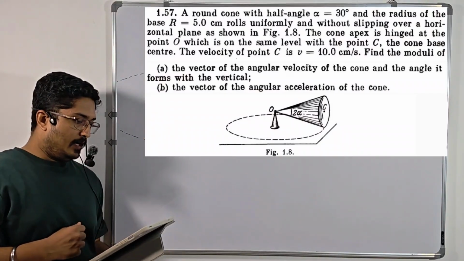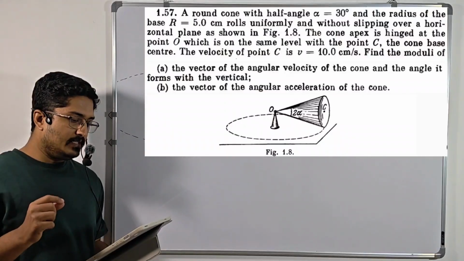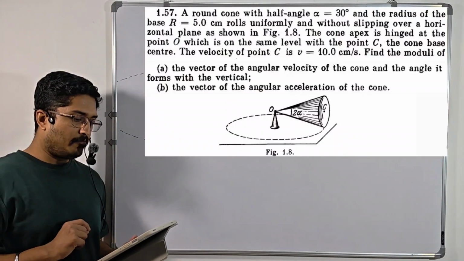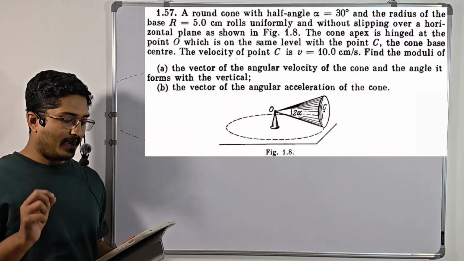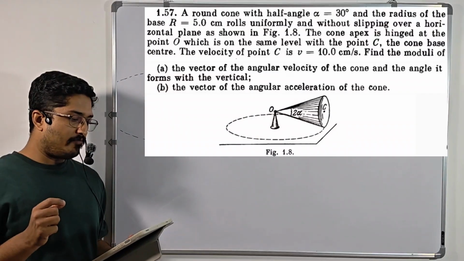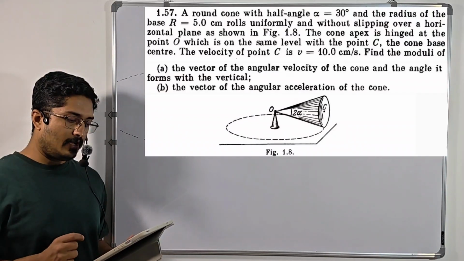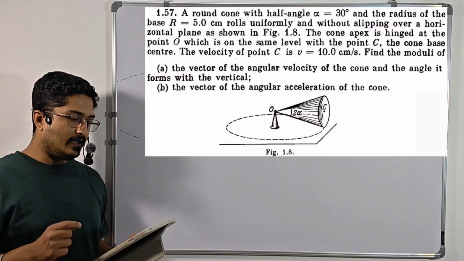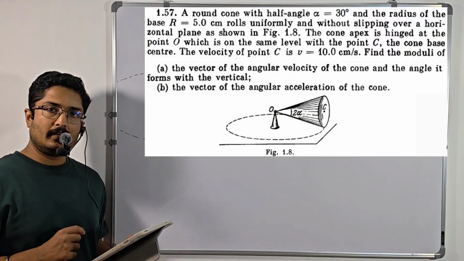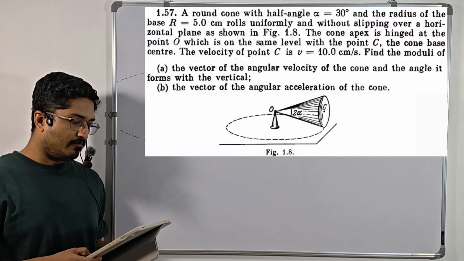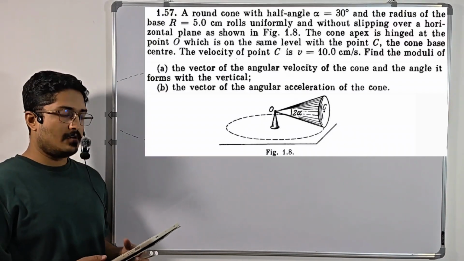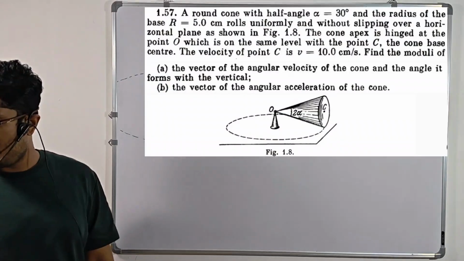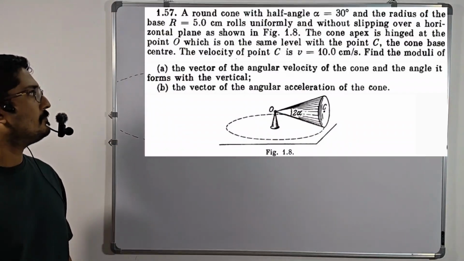The velocity of the point C is v equal to 10 centimeter per second. Find the moduli. Moduli means magnitude. Find the magnitude of the vector of the angular velocity of the cone and the angle it forms with the vertical. Also, they're interested in finding the vector of the angular acceleration of the cone. So, very important question and very nice question.